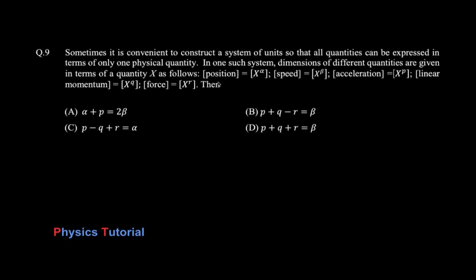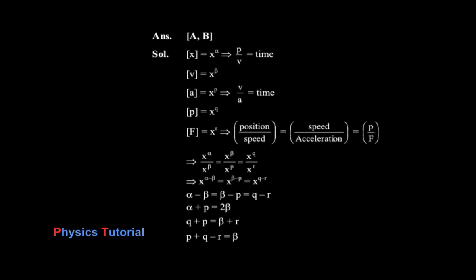Now simply you don't have to do anything. You just write down the dimensions of position, that is L, velocity, that is L t power minus 1, acceleration L t power minus 2, linear momentum, that is M L t power minus 1, and force, that is M L t power minus 2. Just substitute and compare, and you'll get the relations between the exponents, nothing else to do over here. Here more than one correct option is there, so you just have to check the results.